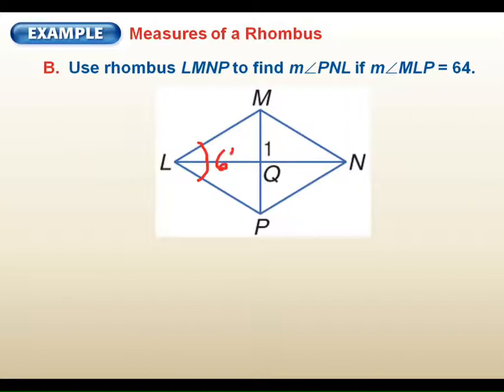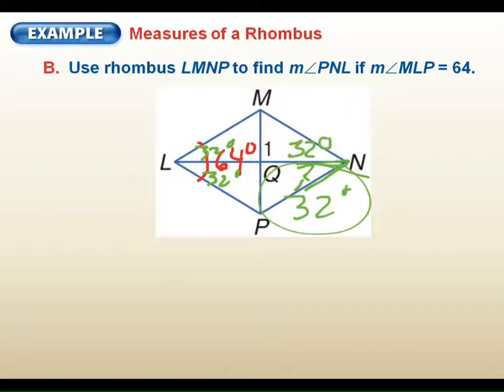Angle MLP is 64 degrees. I want to know what angle PLN is, this angle. 64 divided by 2, right. One of the properties of a rhombus is that each of the diagonals bisect these angles. So that means these are both 32. We also know opposite angles of a rhombus are congruent. So this is 32, which means that is 32.